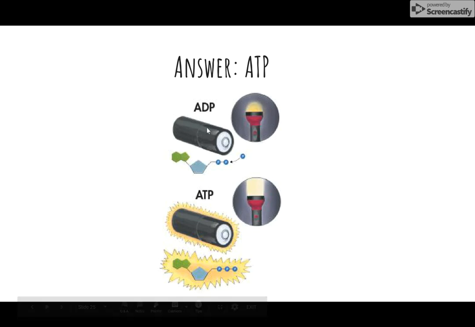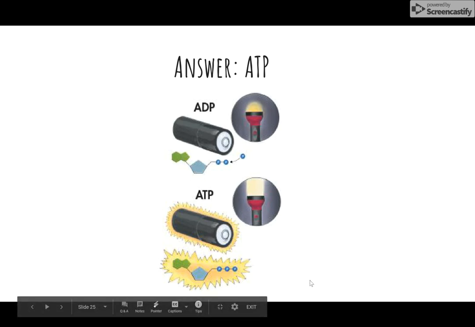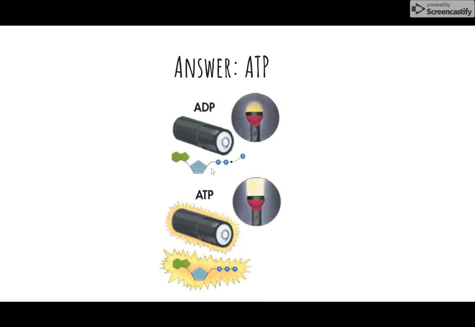That then becomes ADP, or adenosine diphosphate, and we can put a phosphate group back on, charging the battery back up, in other words, and storing energy back in the form of ATP. So our whole process of cellular respiration is going to be about putting this phosphate group back on to make ATP from ADP and a phosphate group.